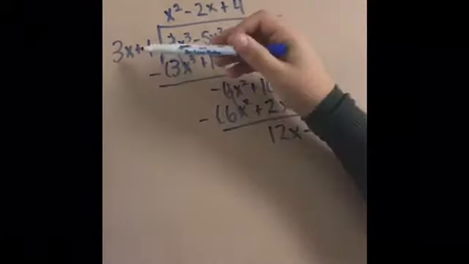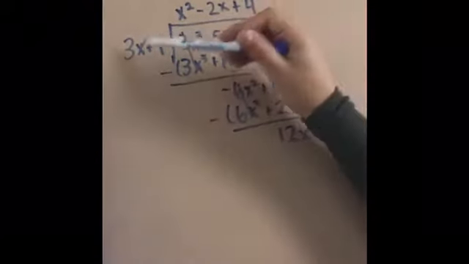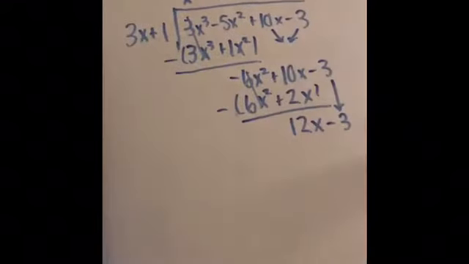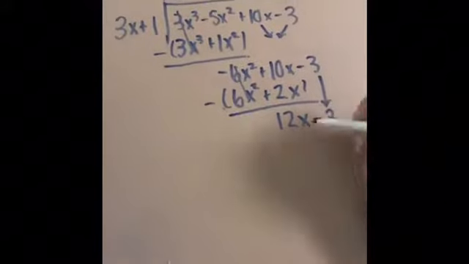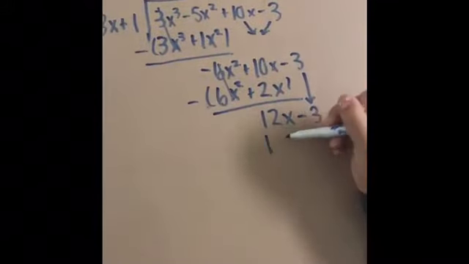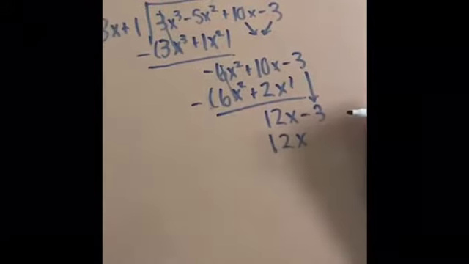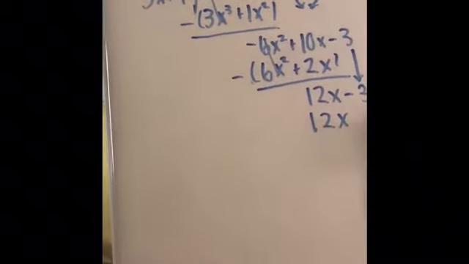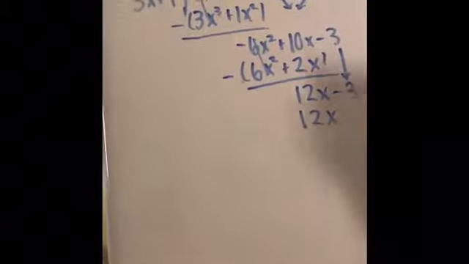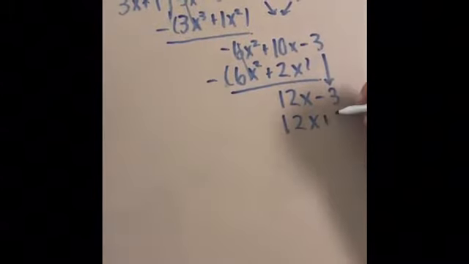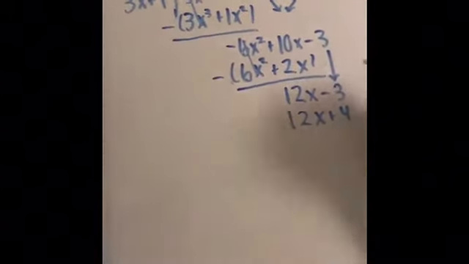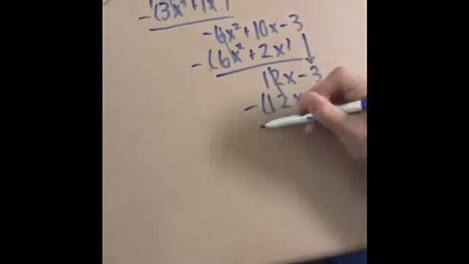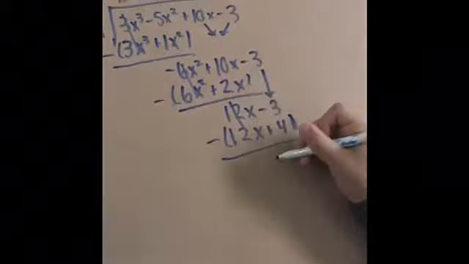And then you're going to do 3x times 4. So then you're going to put the 12x right under there. And then the last step is you times 1 by 4, giving you plus 4 on the bottom. And when you subtract those out, the 12x's are going to cancel out, and you're going to be left with negative 7.